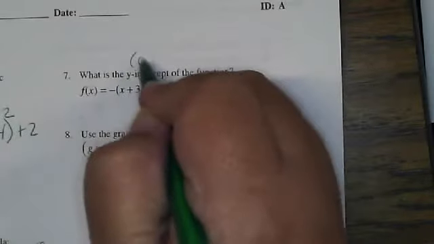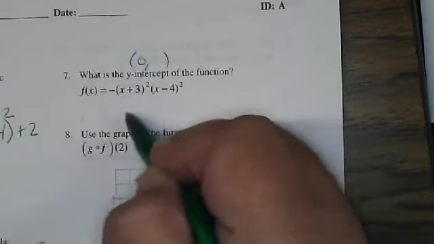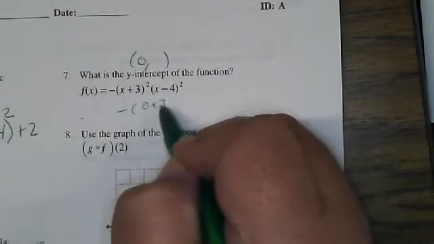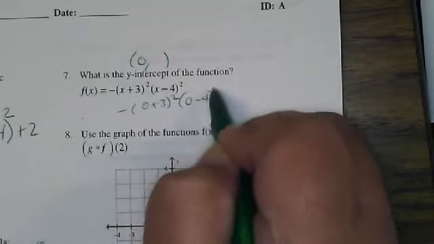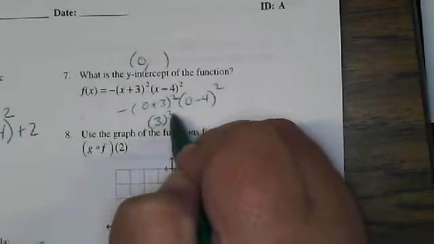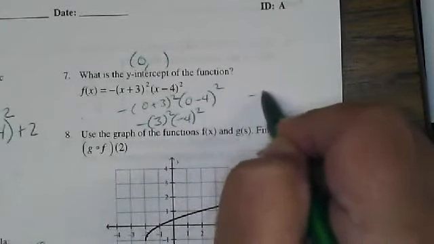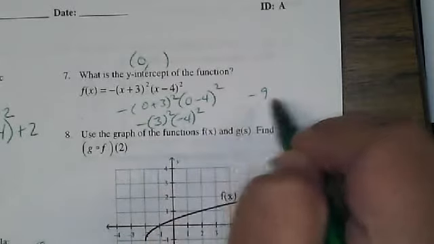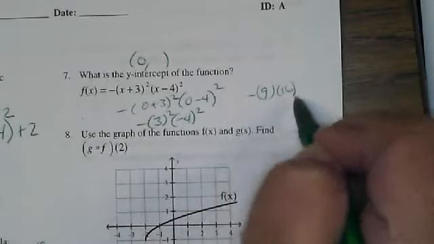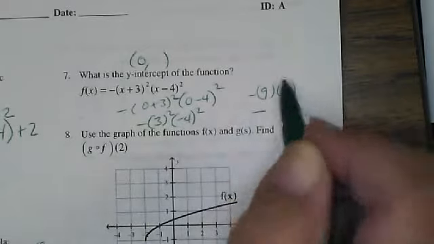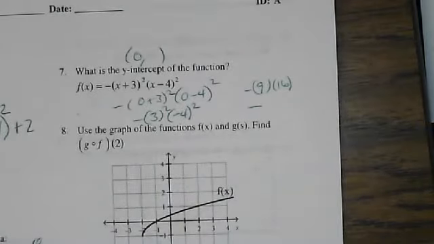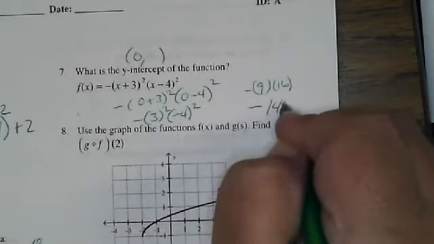Alright, number 7. What is the y-intercept? Y-intercept is when x is 0. So plug in 0, so a negative 0 plus 3 squared times 0 minus 4 squared. So that's 3 squared times negative 4 squared. 3 times 3 is 9. Negative 4 times negative 4 is a positive 16. And 9 times 16 gives you a negative 144.